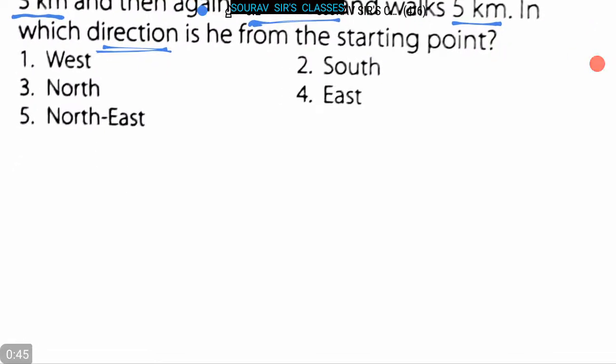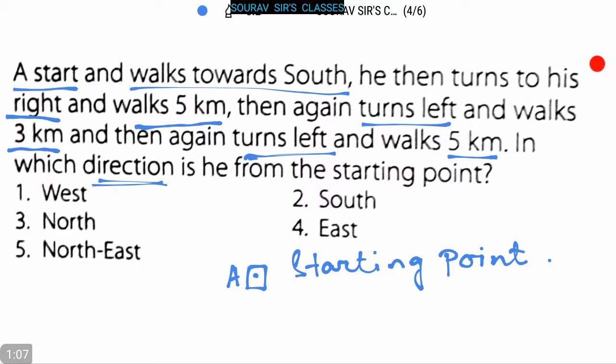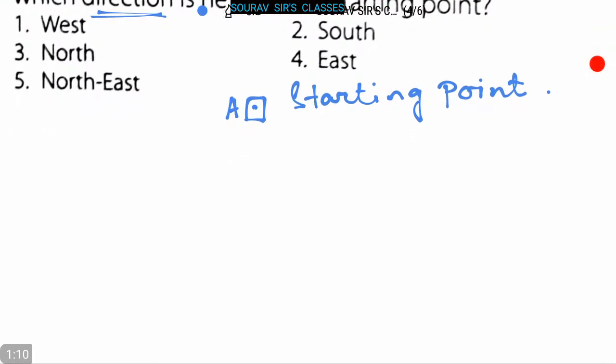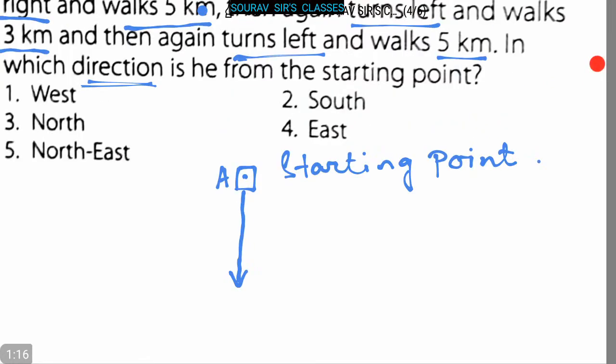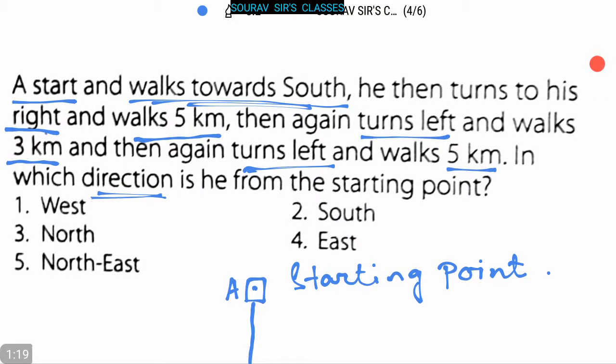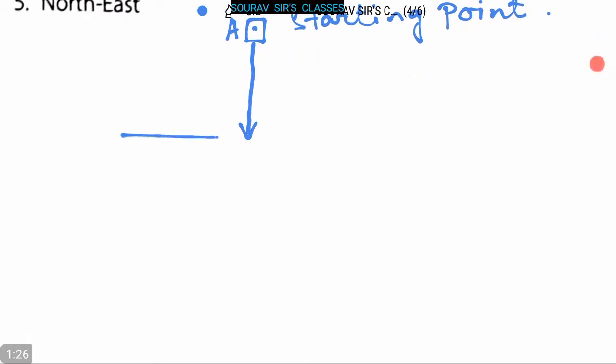So now at first let's make his movement diagram. Let's assume that this point is A and this is the starting point. Now from this A, it was said that A starts and walks towards south. So from A he started walking towards south. Now this is south. Again from that point he turns to his right and walks for 5 kilometers.